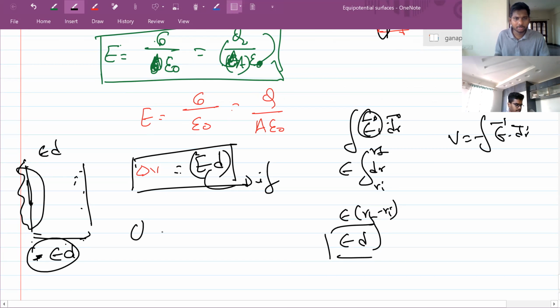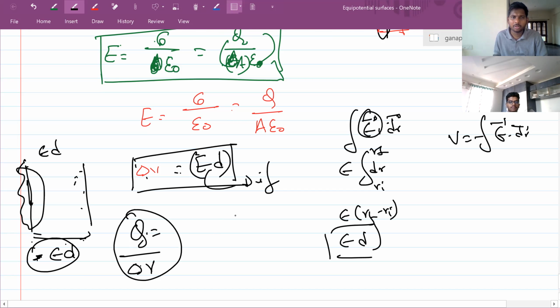Then Q is equal to what? Or we can write Q upon A epsilon naught into D. So what we need to write is Q upon delta V. So how can we write Q upon delta V? Delta V can be written as E into D.